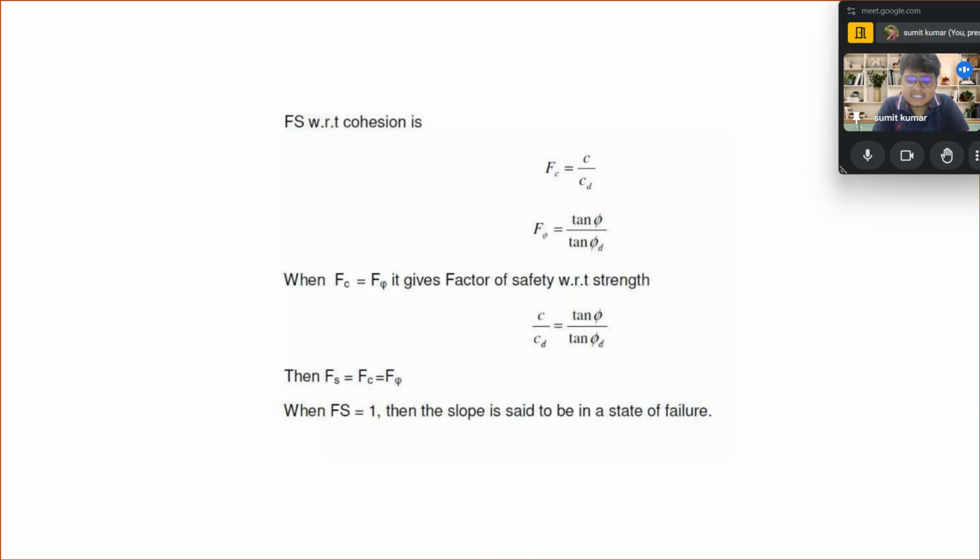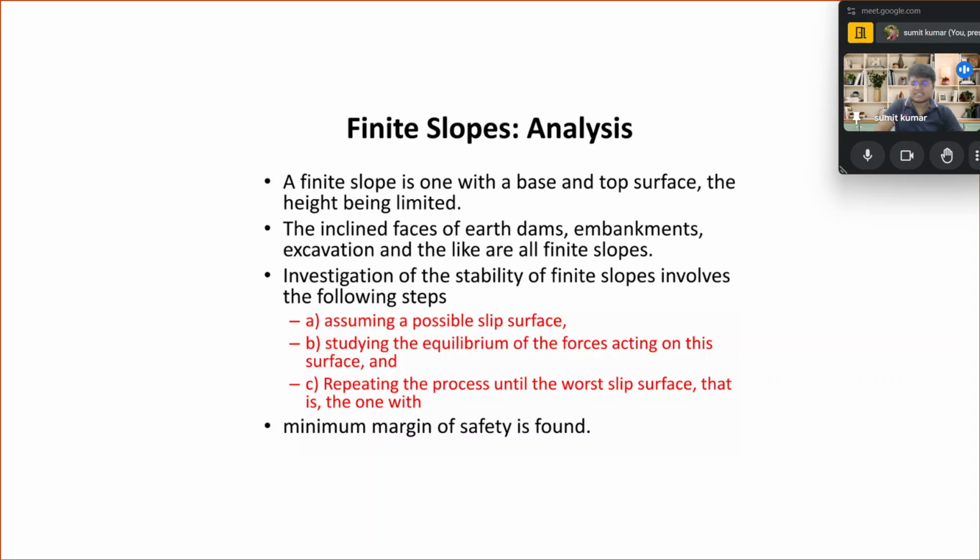Again, as we say, Fs is equal to Fc equal to Fphi. So when Fs equals 1, the slope is said to be in a state of failure, because at that point the slope is at the verge of failure. The slope is going to fail anytime soon. So that is the case which arises when Fs equals 1, that is, the factor of safety is 1, and that is the condition in which the slope is going to fail anytime soon.